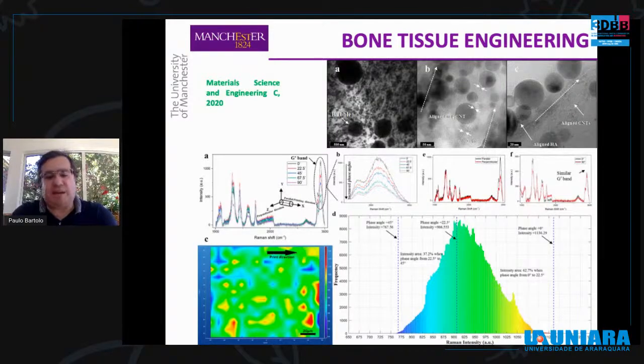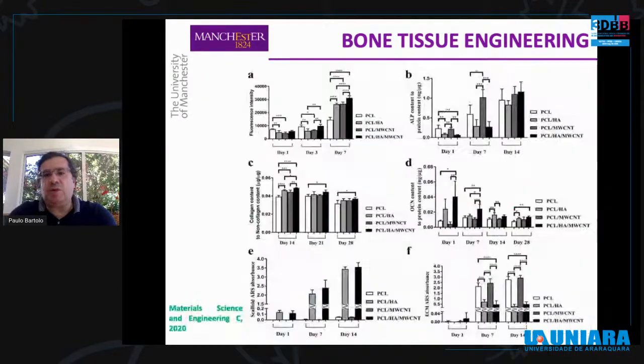Transmission electron microscopy and polarized Raman proved that the multi-wall carbon nanotubes were aligned along the printing direction, and also the presence of the nano hydroxyapatite particles interdispersed around the multi-wall carbon nanotubes. The addition of the multi-wall carbon nanotubes had a positive impact, enhancing the osteogenic differentiation, and also increasing alkaline phosphatase, collagen, and osteocalcin expressions. But nevertheless, we need to do further research to determine the best ratio between multi-wall carbon nanotubes and hydroxyapatite to improve not only the physicochemical properties of the scaffold, but also the cell response.